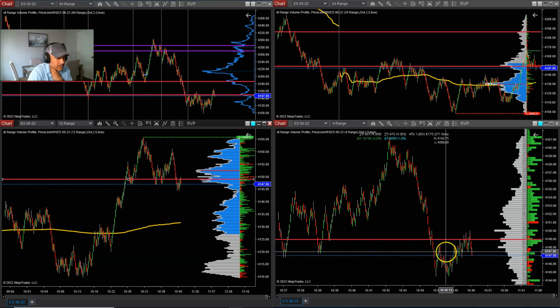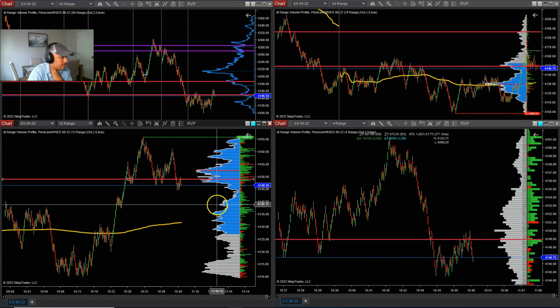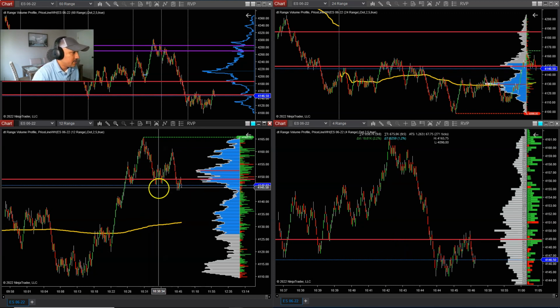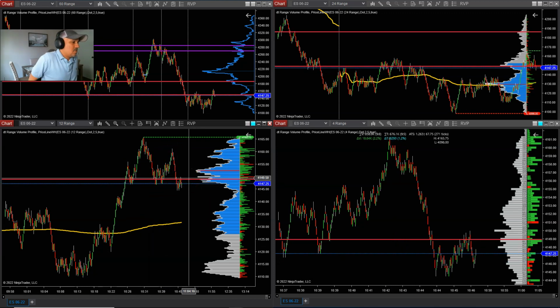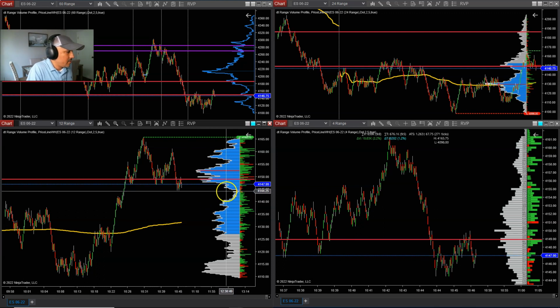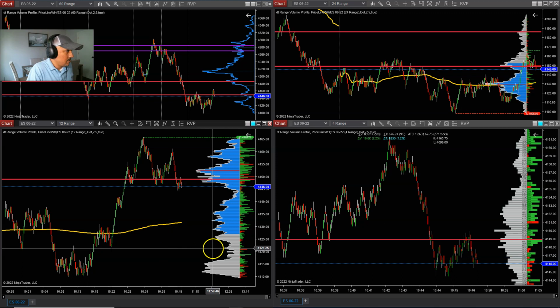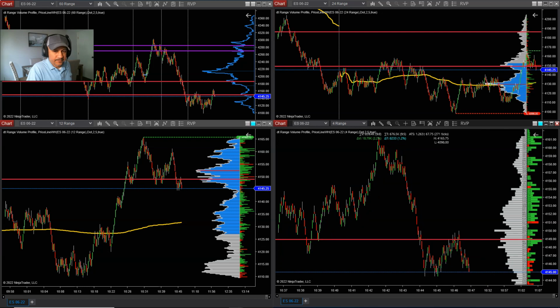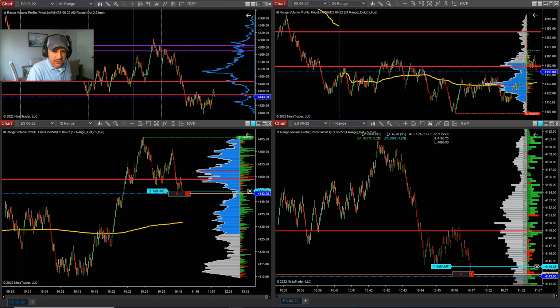I wonder what the market's going to do. It's stair stepping to the downside, so maybe trying to push lower. Got a low volume node right here. We need to be careful here. Yeah, I think it's trying to push lower.